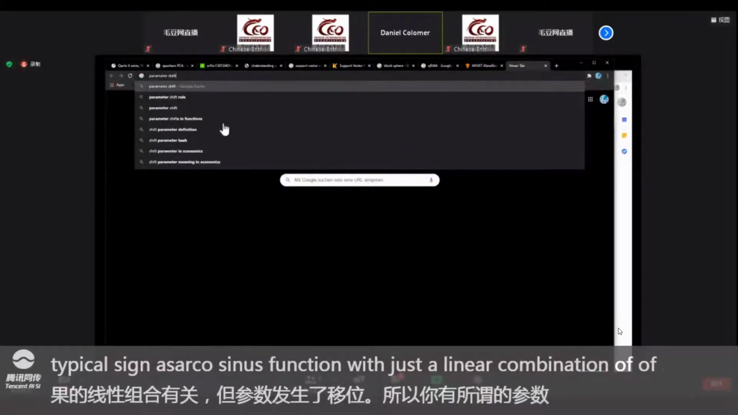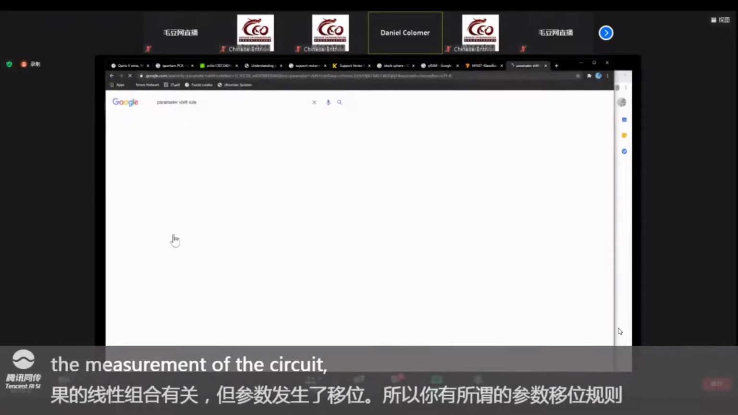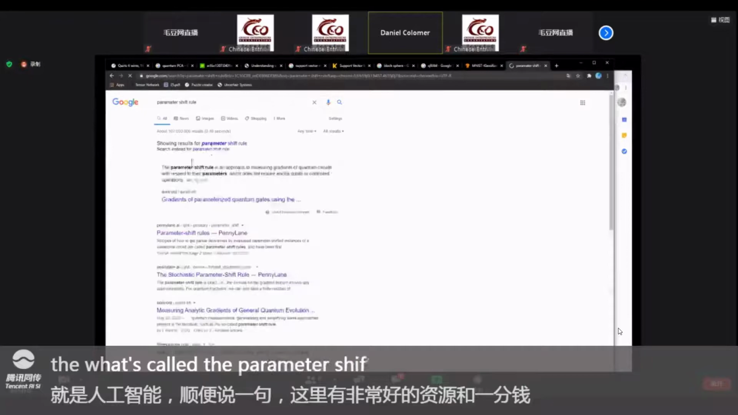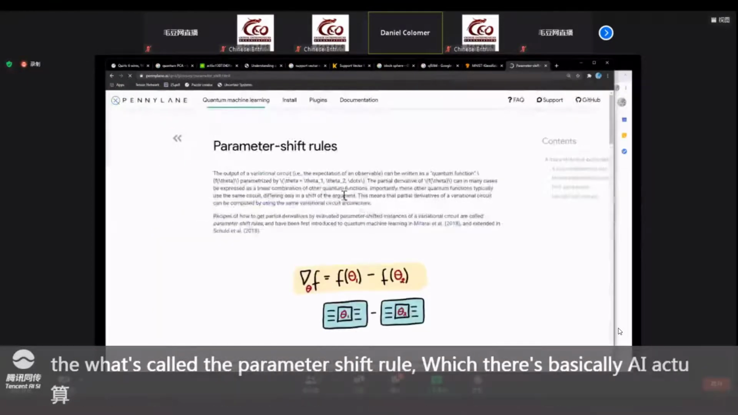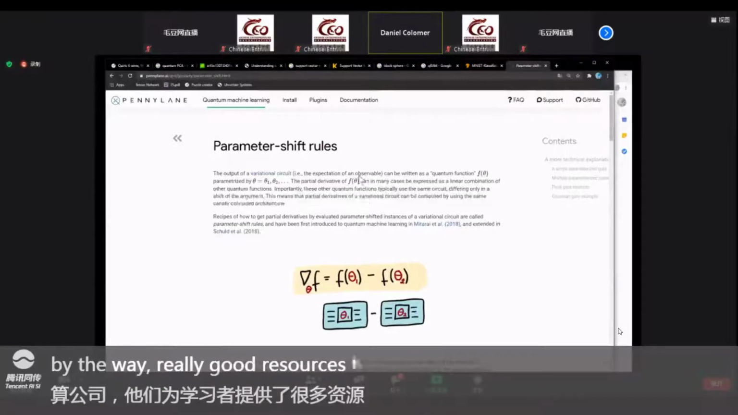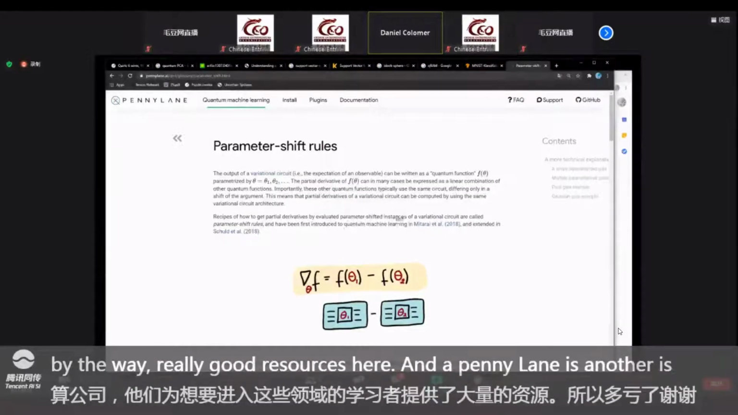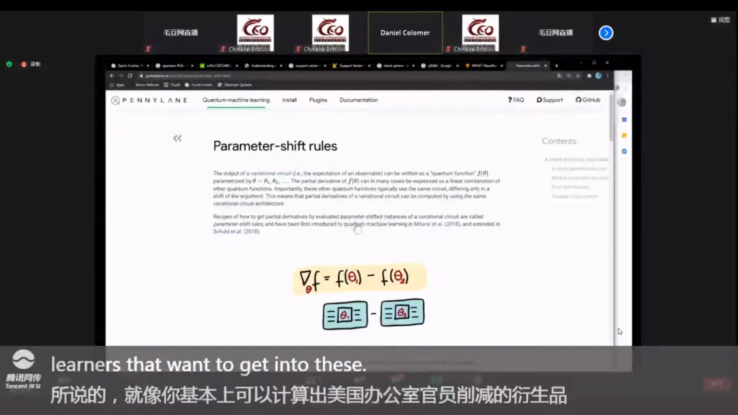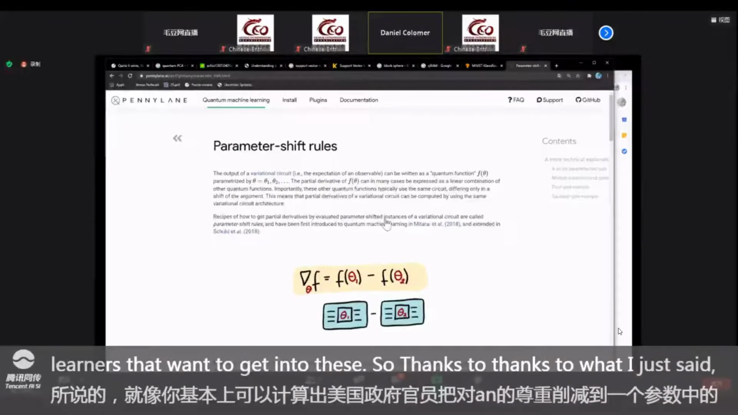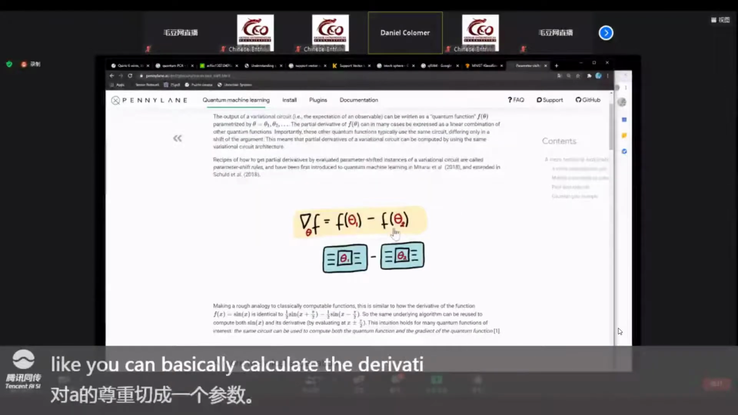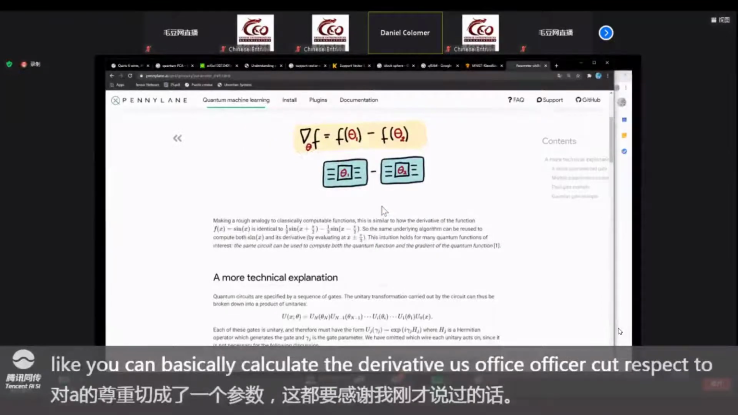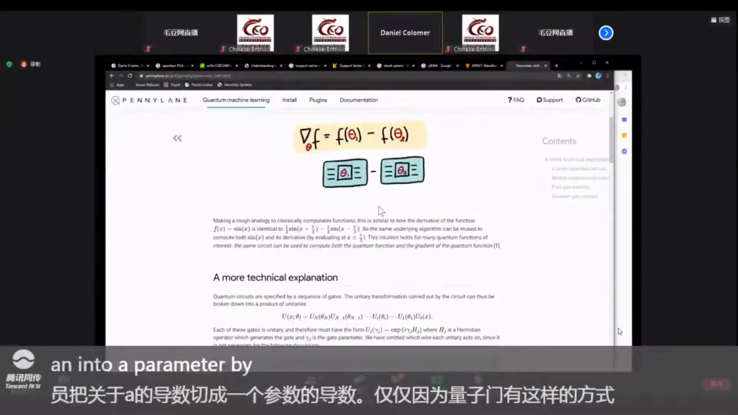which, by the way, has really good resources here. And PennyLane is another quantum computing company that has tons of resources for learners who want to get into these. So thanks to what I just said, you can calculate the derivative of a circuit with respect to a parameter by just doing the subtraction of a shifted version of the parameter, just because of the way that the quantum gates have this kind of circular and repetitive pattern, right?